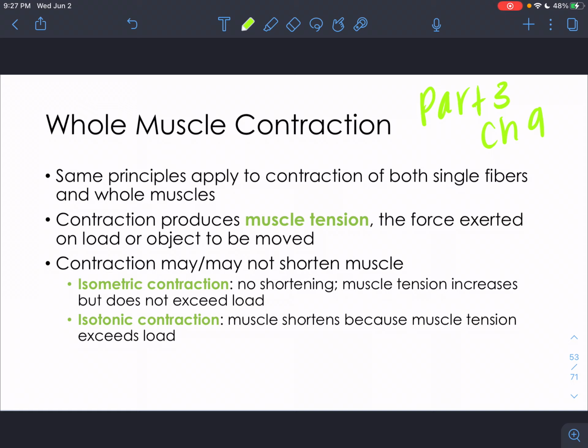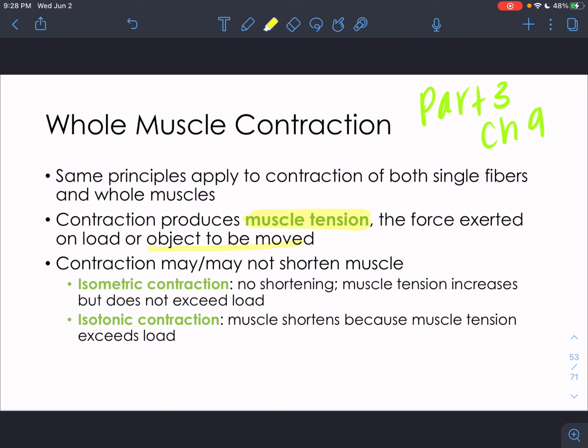The rest of this is really talking about a bigger picture. So what's happening in the whole muscle. What is happening in the fiber is happening in the whole muscle as well. Okay, so when the muscle contracts, we have multiple fibers contracting at the same time, which is going to produce muscle tension, okay? And that's the force that's going to be exerted on a load, or the object to be moved. That's really just a result of the contraction from our individual muscle fibers, but together we call that muscle tension when it's on a bigger picture, okay?